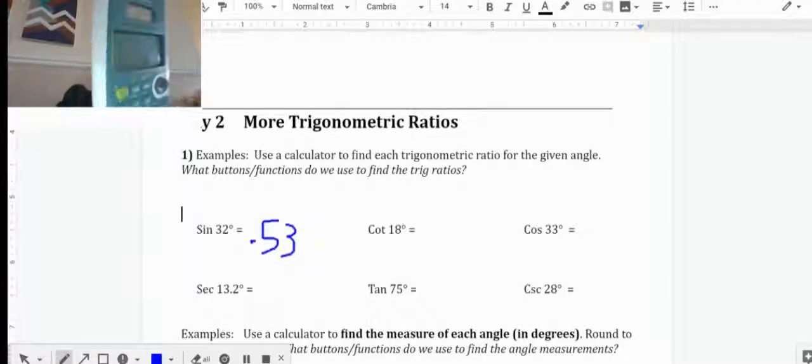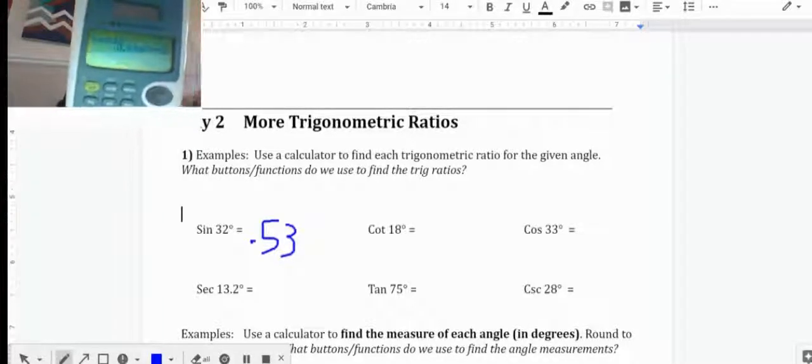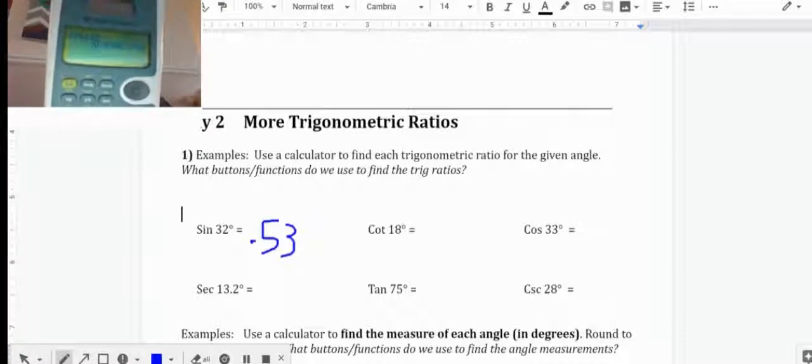So the other ones, the cotangent, the secant, the cosecant. Let's see, baby. Hey, mama, say hi. Say hi.